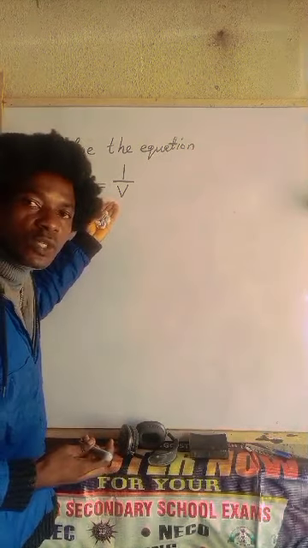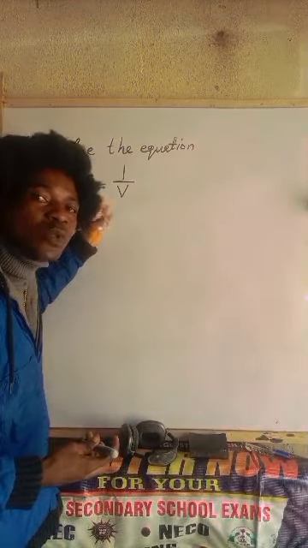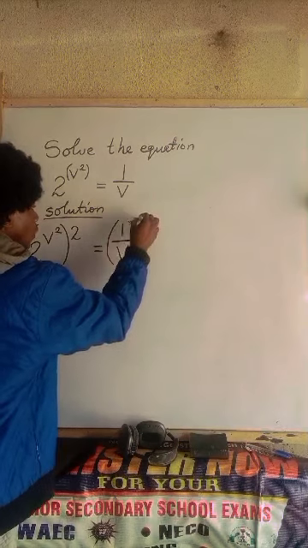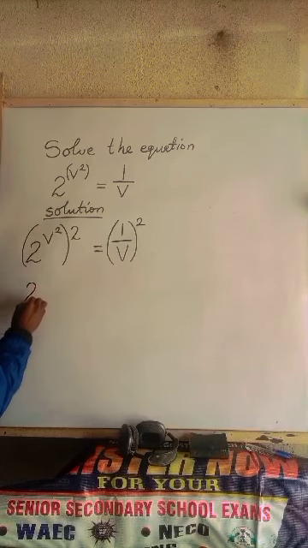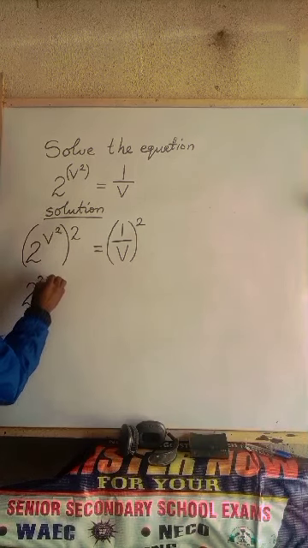And if I want to solve this question now, what I will do is this. I will square both sides. That is (2^(v²))² = (1/v)². Okay? So when I simplify this, we will have 2^(2v²) = 1/v².